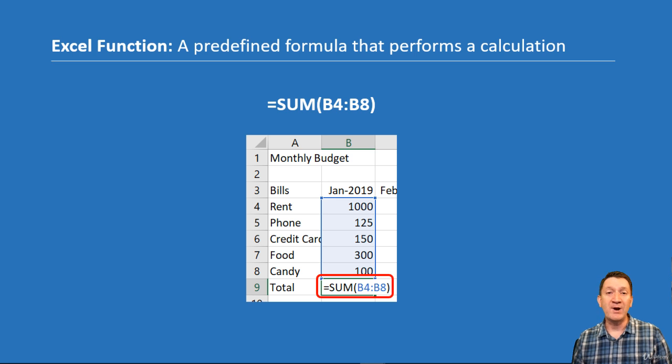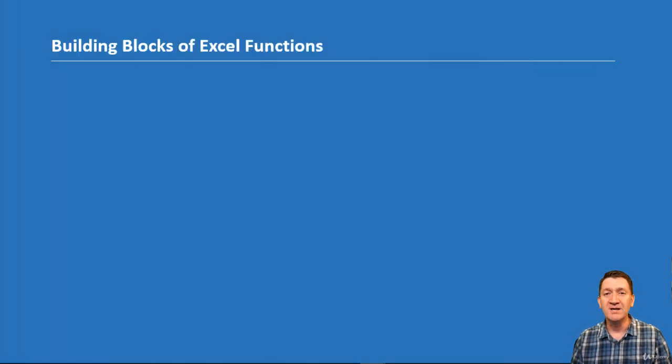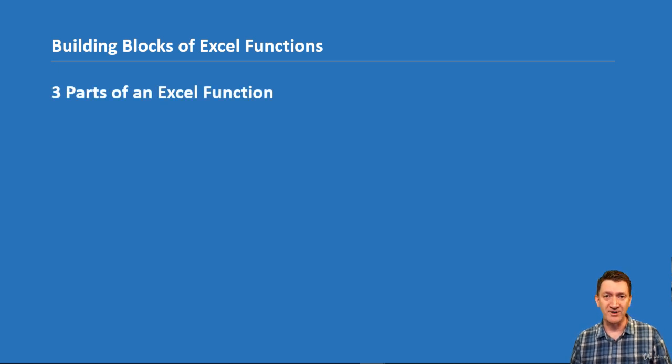Now I want to break down functions in general. There are three different pieces that we use as we build out an Excel function. We just saw a quick preview of the sum function, but let's break it down into its three pieces. The first thing, which we've already seen: every calculation, from the simplest to the most complex, starts with the equal sign.